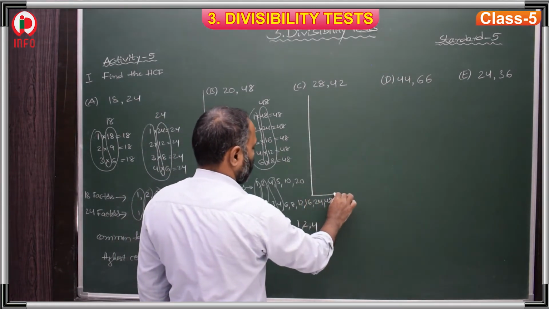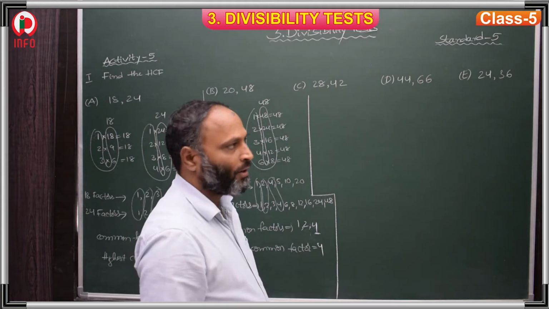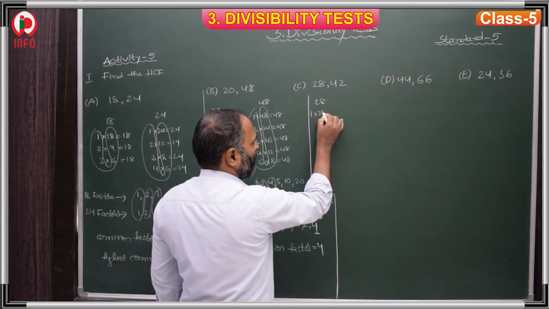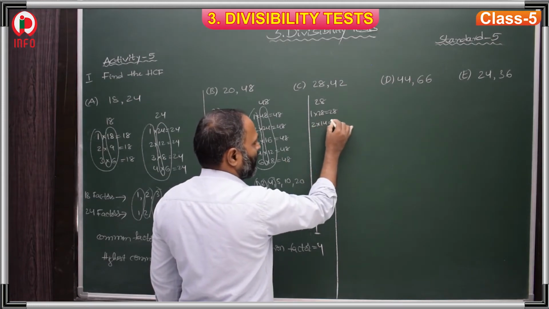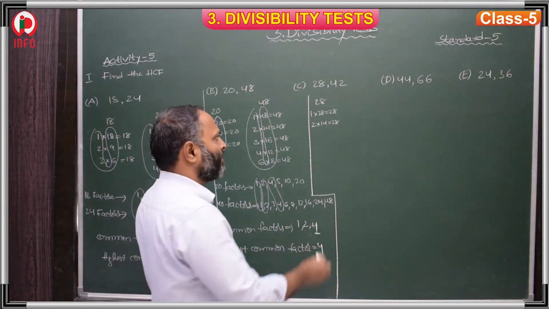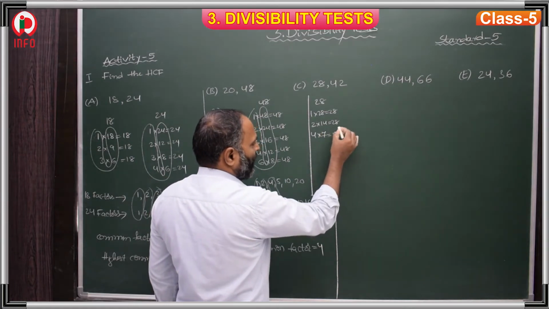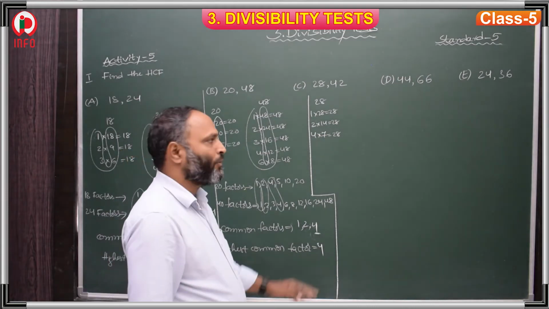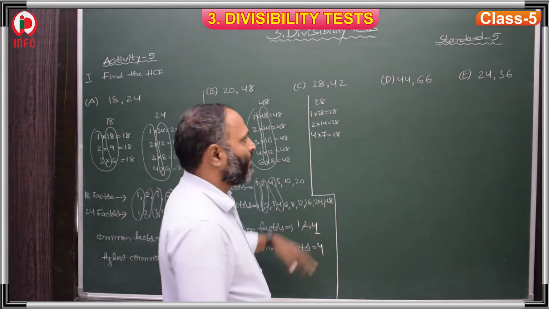Next, 28 and 42. Again we have to take 28 first. 1 28 is 28. 2 14s are 28. 3 won't come in the 3 table. 4 sevens are 28. In 5 it won't come, in 6 it won't come, in 7 it will come again. 7 fours, no need to take.